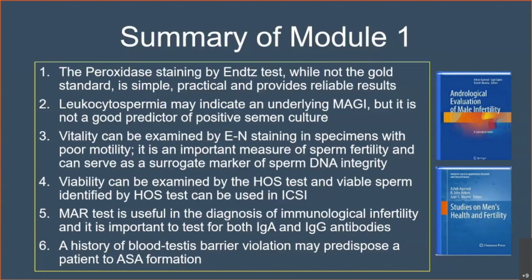Leukocytospermia may indicate an underlying male accessory gland infection, or MAGI, but it is not a good predictor of positive semen culture, as indicated also by Neil.